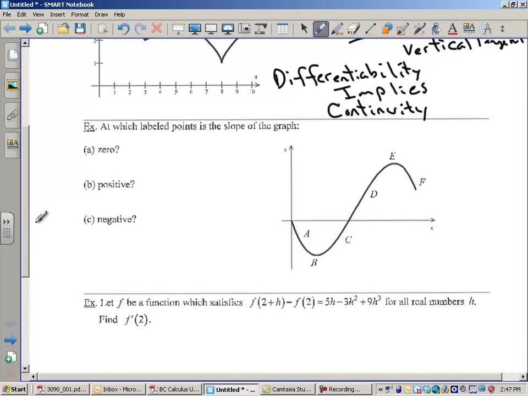All right, let's take a look at making sure you understand positive slopes, zero slopes, and negative slopes. In this next example, at which labeled points is the slope of the graph 0, positive, or negative? For a slope to be 0, I need to have a horizontal tangent line.